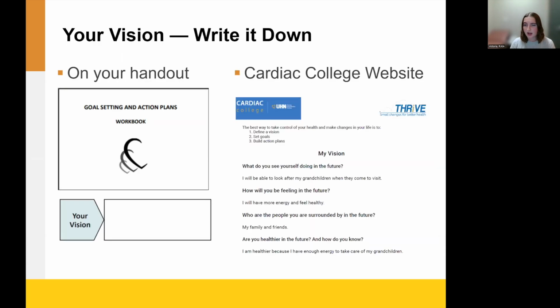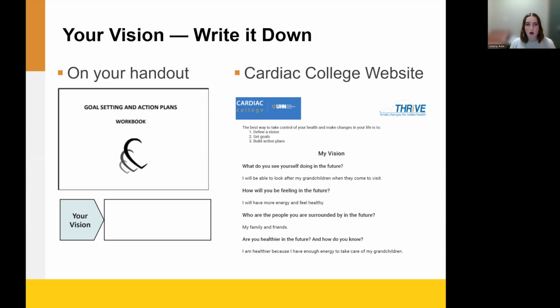Once you have defined your vision, I do want you to write it down. We know that when you write things down, you're more likely to stick to it, right? For example, when you go grocery shopping, a lot of people will make a grocery list, right, to help keep them on track. Think of this kind of the same way. Write down your vision because this is going to make it real to you.